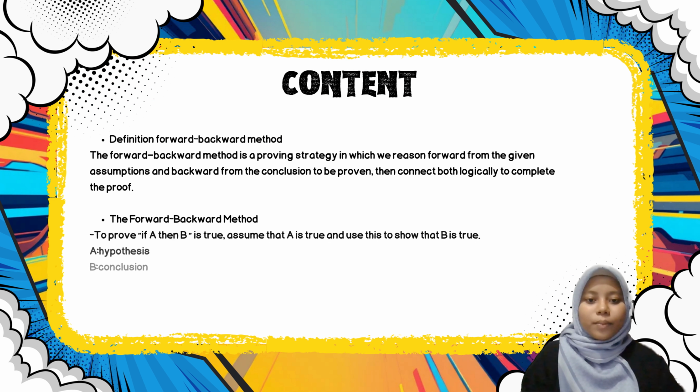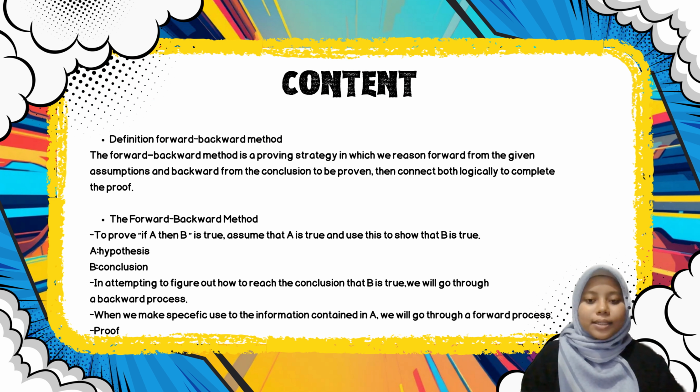Definition of the forward-backward method. The forward-backward method is a proving strategy in which we reason forward from the given assumption and backward from the conclusion to be proven, then connect both logically to complete the proof. In the forward-backward method, we have to prove if A then B is true: assume that A is true and use this to show that B is true. A is the hypothesis and B is the conclusion.